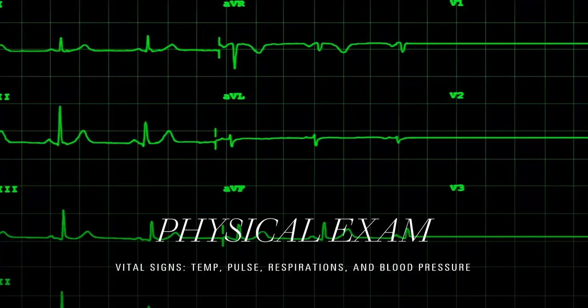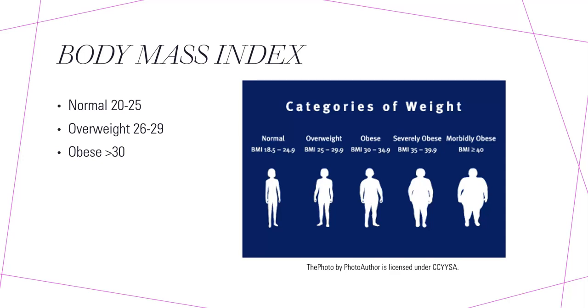Always document your vital signs: your temperature, your pulse, your respirations, and your blood pressure. These are particularly important, especially for certain medications that you're going to prescribe. You can calculate the BMI, but most EHR programs are going to do that for you. Normal BMI is 20 to 25. Overweight is 26 to 29, and obese is anything greater than 30.